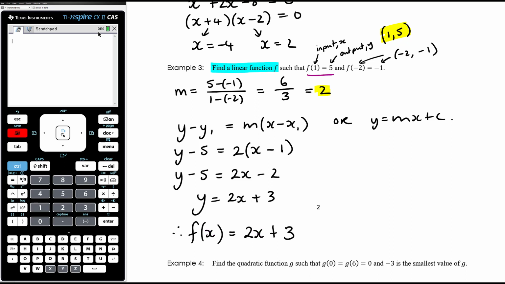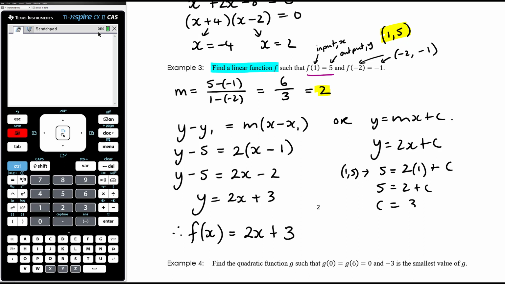Okay, so I'm just getting rid of that. If you had used y equals mx plus c, no problem. You put your gradient in, then you sub in your point. If you put in the point (1, 5), y equals 5 when x equals 1. Oops, sorry, not equals c, plus c. So 5 equals 2 plus c, so c equals 5 minus 2, which is 3. And so therefore, your function is 2x plus 3. Okay, so whichever version you prefer, that's fine.